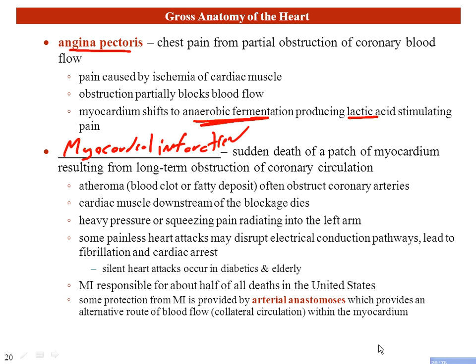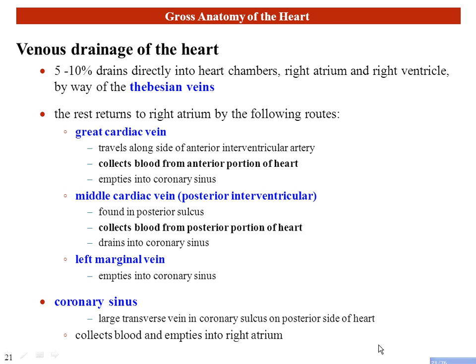Okay. Now, there is some protection, like I was talking about earlier, the arterial anastomosis, all those interconnections that we saw. But once again, if you have a blockage in a vessel found upstream of those anastomoses, then that can create a big problem.